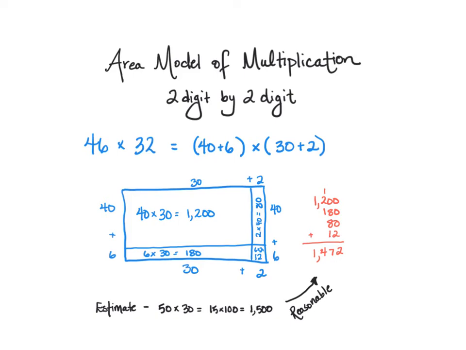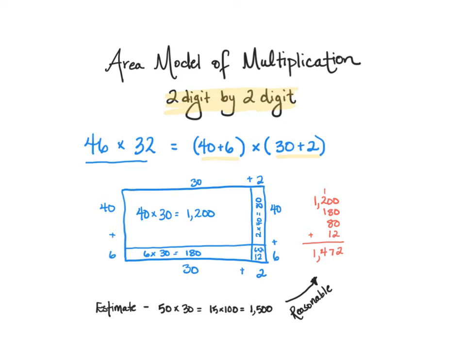Okay, fourth graders, we are going to learn or apply the area model of multiplication to 2-digit by 2-digit numbers. So we're going to take a look at 46 times 32. The first thing that I will do in order to organize myself is to expand 46 to get 40 plus 6, times, and then I'm going to expand 32, 30 plus 2.